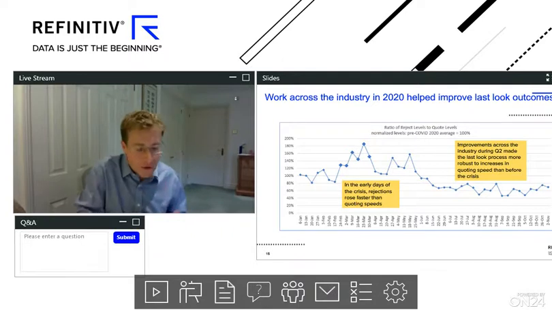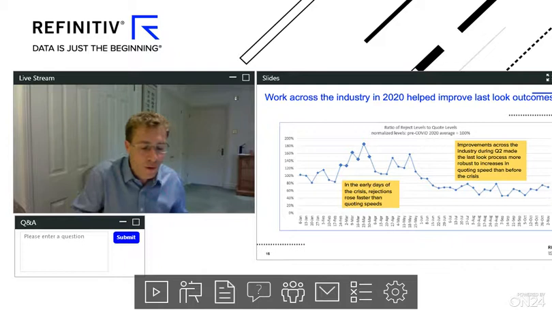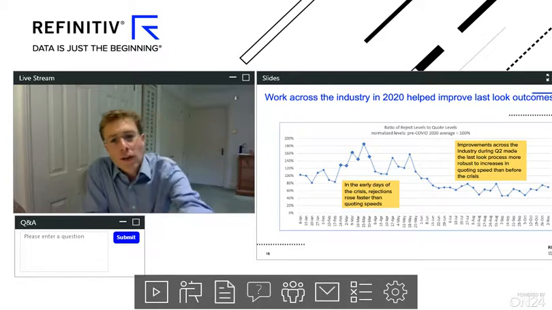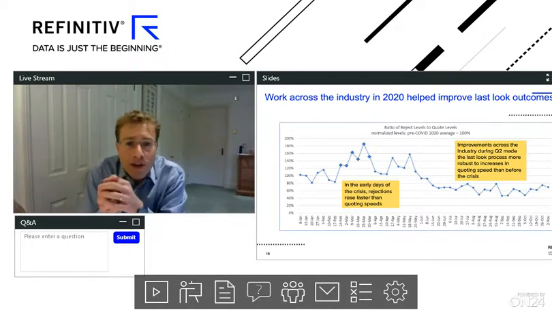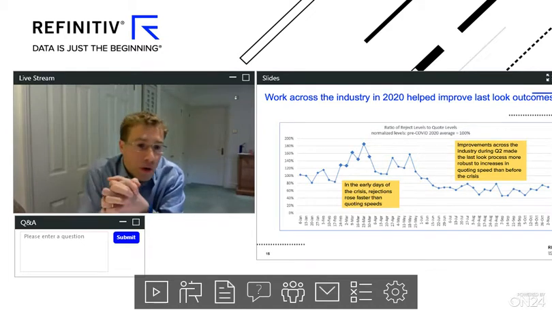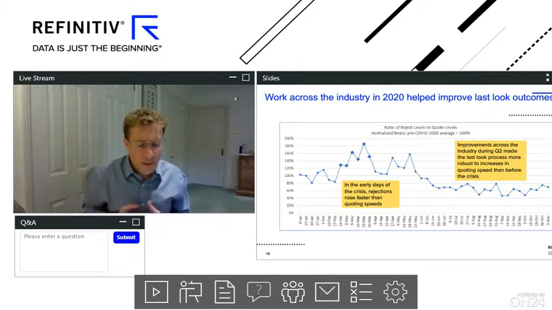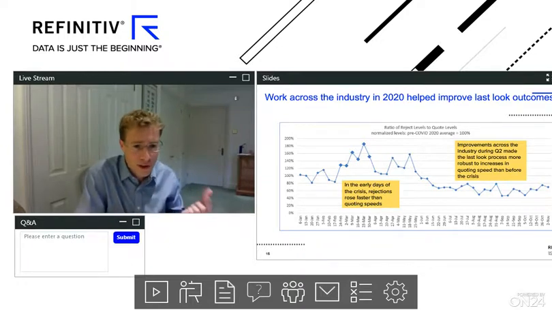So generally, we know that rejections will go up if quote frequencies go up. So the question is, if you double the amount of quotes you're sending, do you double rejections? Do you more than double them, or do you less than double them? So first yellow box, in the early days of the crisis, the rejections rose far faster than the quote frequencies. In other words, the market didn't know quite how to handle the extra volatility, the shorter-lived quote durations, and so rejections rose faster than you might expect.